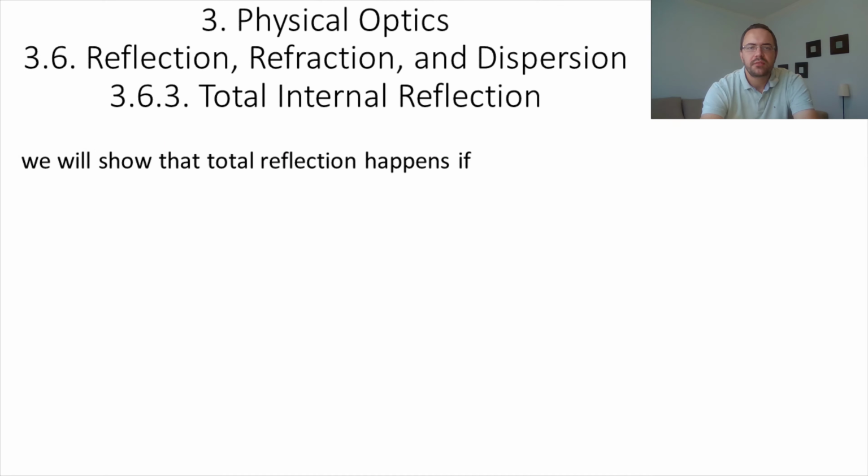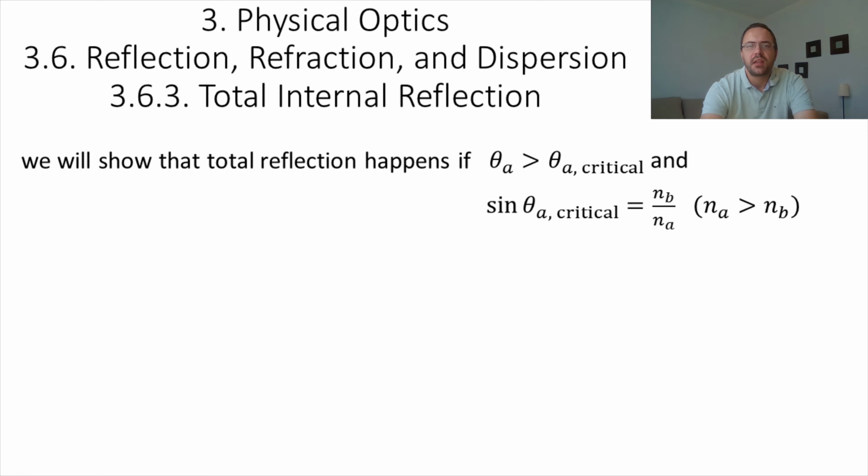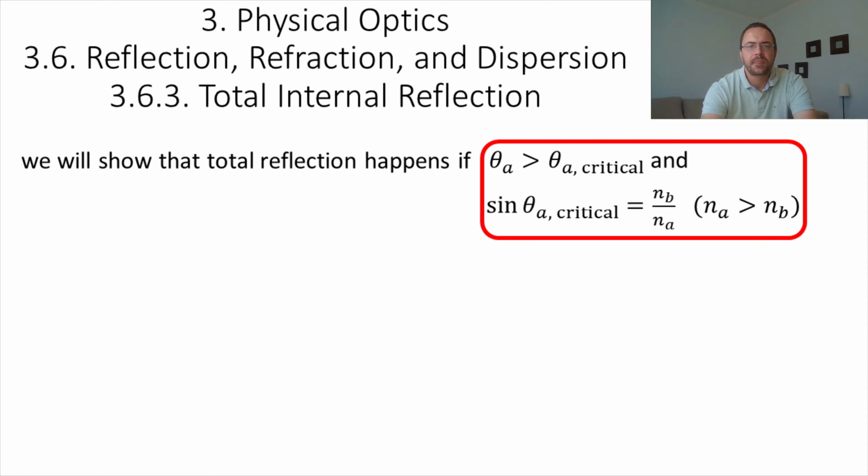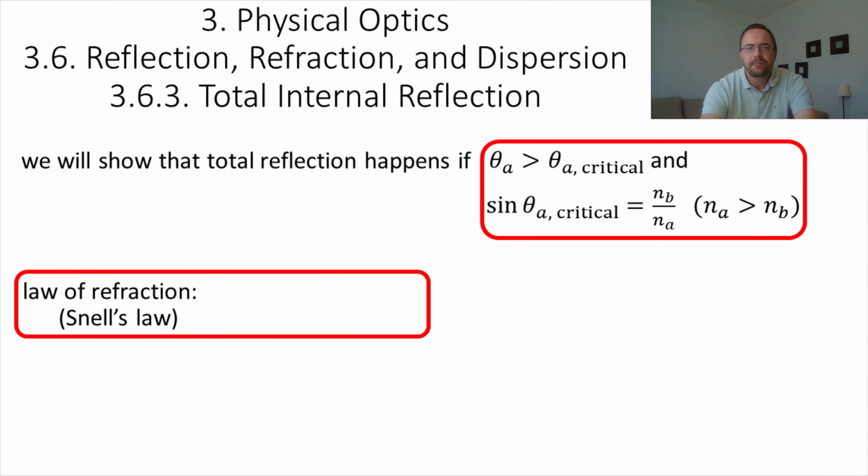And so we will show that total internal reflection happens if theta A is larger than a certain critical angle that we will call theta critical. And this angle will be given by sine theta critical is equal to NB over NA. You see that because sine theta is always smaller than 1, the critical angle only exists if NA is larger than NB.